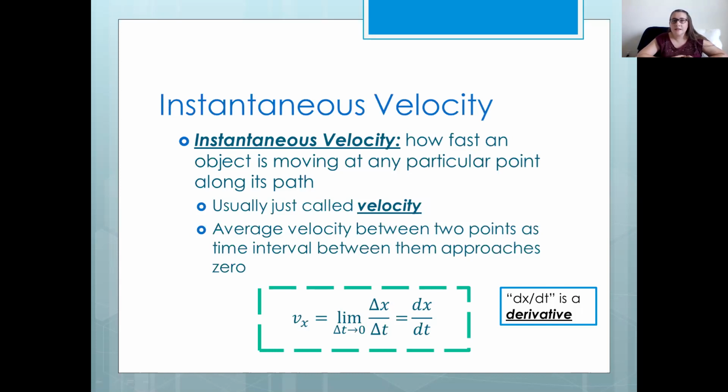But dx dt is actually a derivative, which is calculus. So as this change in time gets smaller and smaller and smaller, and we still want to figure out how fast it's going between those two really small time increments, what we're going to be doing is introducing calculus. The derivative of x with respect to t, dx dt, the derivative of x with respect to time, all of those mean the same thing. And in this case, they mean the instantaneous velocity.